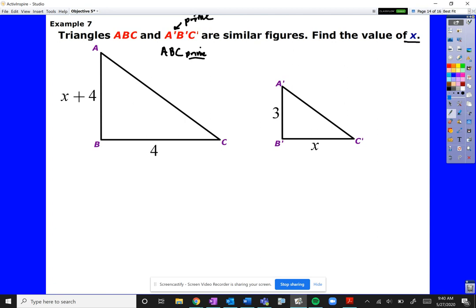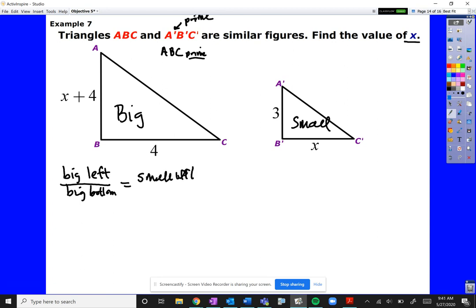Okay, so we have our big triangle over on the left and our small triangle over on the right. We're only given two sides. So how about we do big left over big bottom, and then it's going to be small left over small bottom. Same pattern. Okay, so we're going to do x plus 4, big left over big bottom, equals small left over small bottom, which is x.